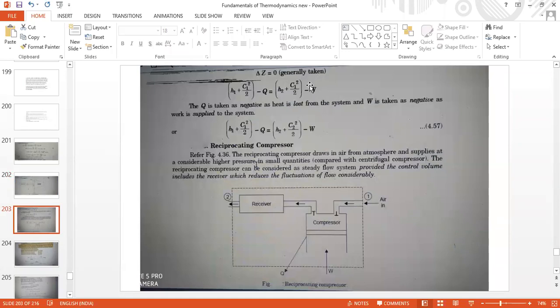It means the sign conventions for heat and work are substituted here, but you need not actually write them in the equation itself. You write plus Q plus W, and after substituting the relevant parameters in the equation, you will get the required unknown parameter.